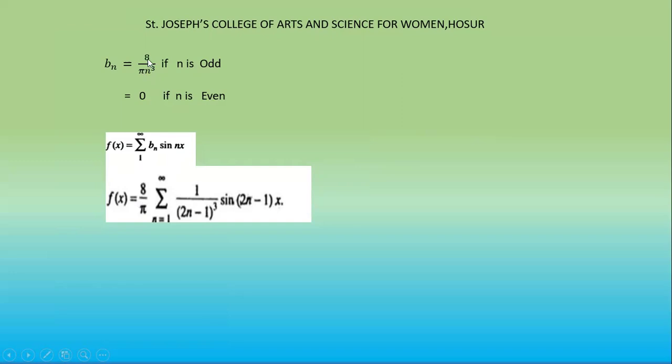The remaining is 1 by n cube, that is 1 by 2n minus 1 the whole cube, into sine nx. Sine nx means sine of 2n minus 1 times x. So this is the half range sine series for the given function here.